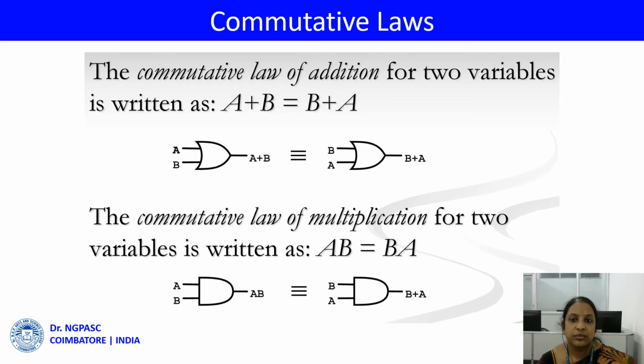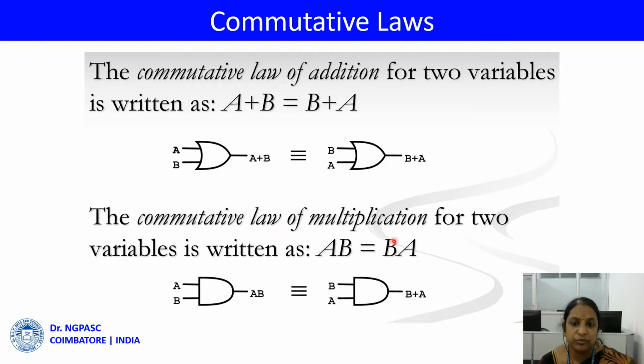The commutative law of addition for two variables is given by A plus B is equal to B plus A. So both the outputs will be the same. Here you are given an OR gate. There are two inputs A and B. The output is A plus B. This is equivalent to B and A, but the same output will be obtained, B plus A. So even if it is 0 and 0, the output will be 0, and whatever the output of this gate is, it will be the same.